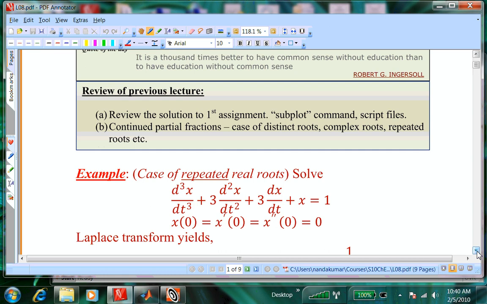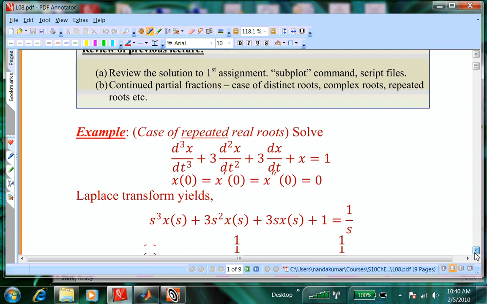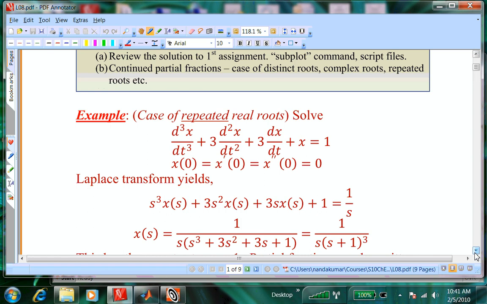That is, there is an equivalence between a higher order differential equation like this and a system of first order equations. Now, for a higher order equation, you can apply Laplace transform and, using the rules, you can get the solution. And for the last problem, I asked you to study how to do the partial fractions.